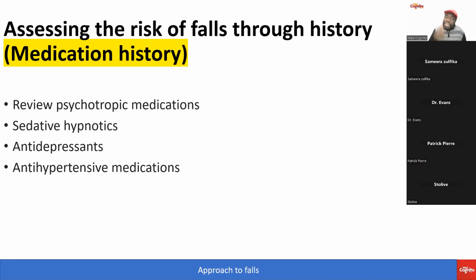Psychotropics like haloperidol, olanzapine, all those antipsychotic medications. Number two, the sedatives, benzodiazepines, medications which can cause sedation, even opioids. Antidepressants like SSRIs, SNRIs, MAO inhibitors, and then antihypertensive medications, because they can drop the blood pressure. So these are medications which are usually implicated in a patient with fall.